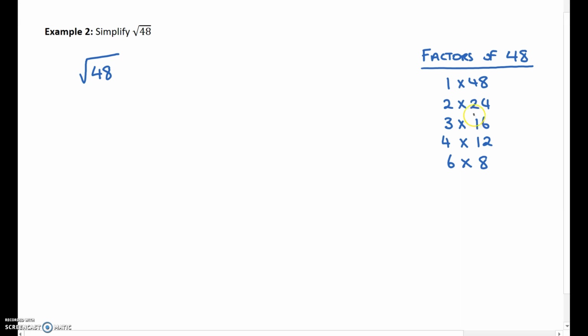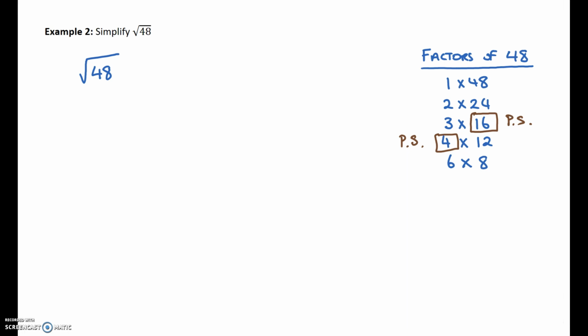Let's see, 16 is a perfect square. That's a perfect square. And 4 is also a perfect square. Okay, so those are the perfect squares involved. So the question then becomes, which of them do we use? Do we use 3 16s or do we use 4 12s? And the answer is that you always use the bigger, and if there's more than 2, the largest perfect square.